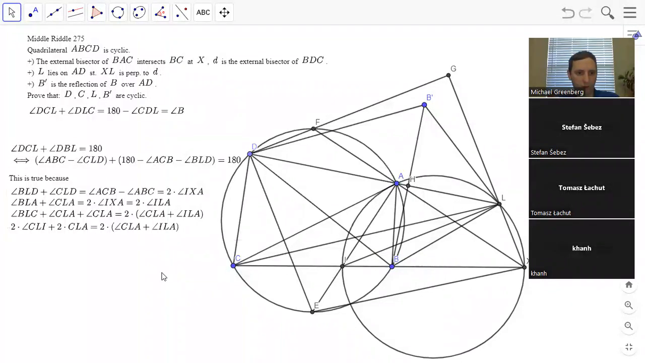Okay, I know this is all confusing, but I will explain it. So the first line is okay. That one with ABC minus CLD plus 180 minus ACV minus BLD. That is explained, and that is just like using the fact that the sum of angles in a triangle is 180.